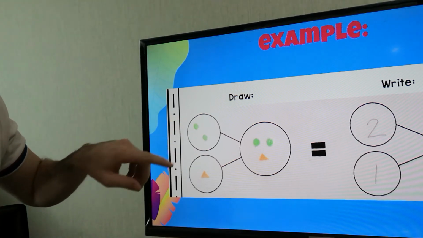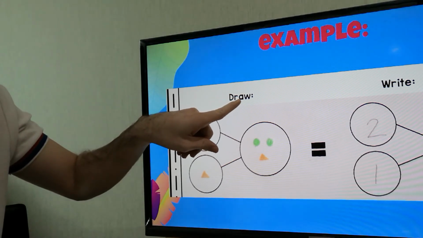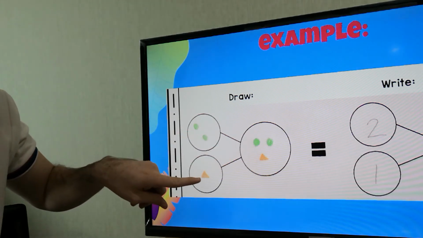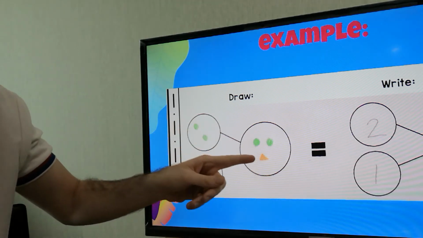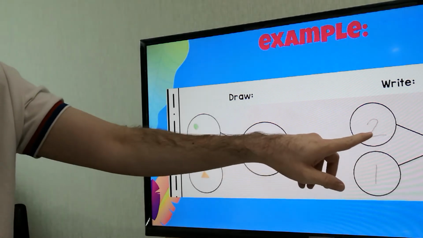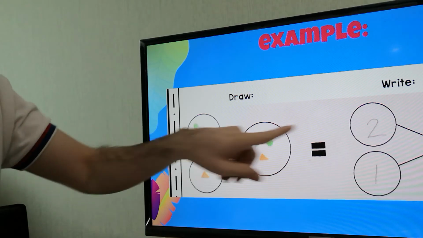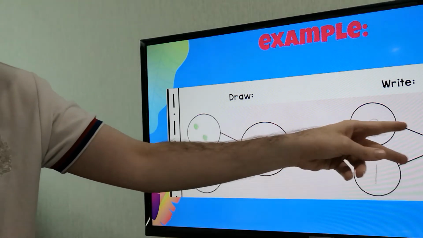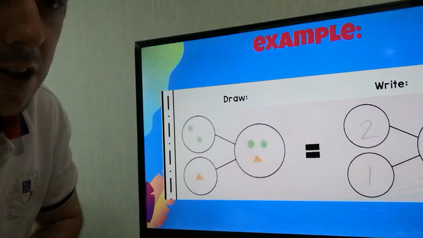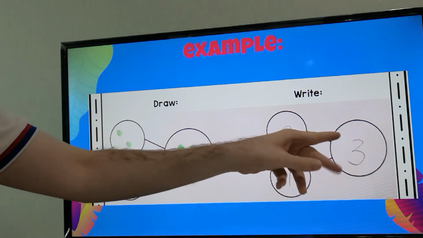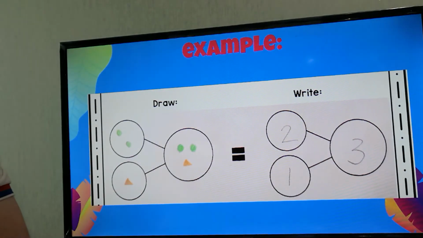So this one is about shapes. So you draw it first. First you draw 2 circles, 1 triangle. Together give me 3 shapes. And then you will write it. So 2 and 1 together give me 3.